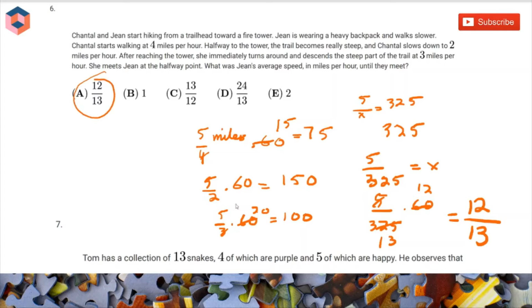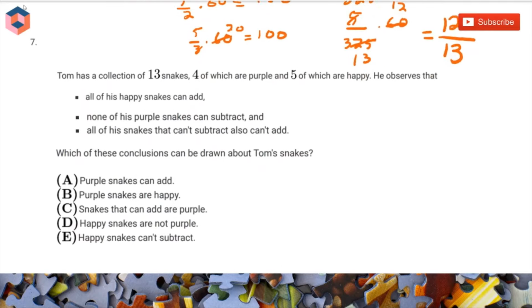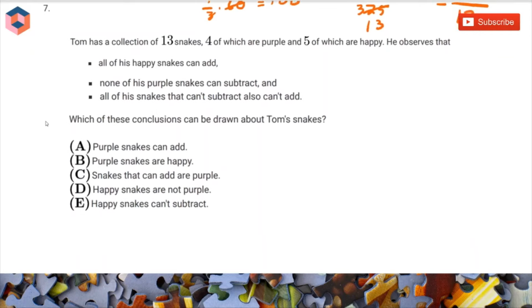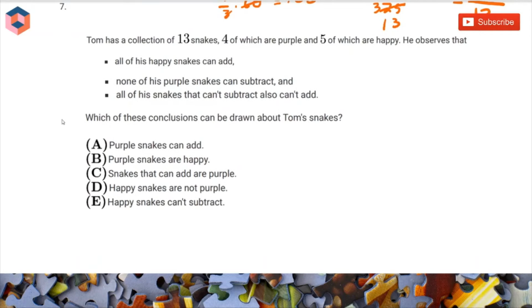Problem number 7. Tom has a collection of 13 snakes, 4 of which are purple and 5 of which are happy. He observes that all of his happy snakes can add, none of his purple snakes can subtract, and all of his snakes that can't subtract also can't add. So our first thought here is, if the purple snakes can't subtract and snakes that can't subtract can't add, but all happy snakes can add, then maybe all purple snakes are not happy snakes.